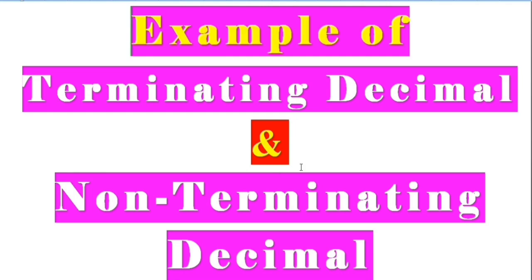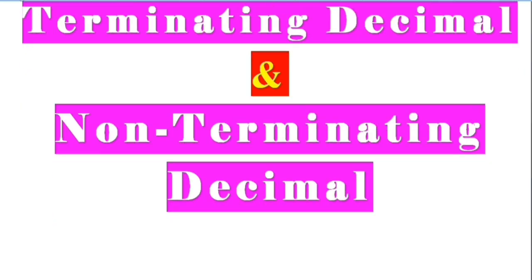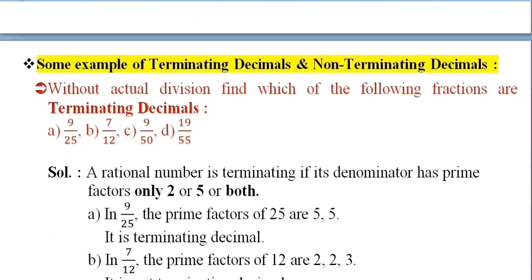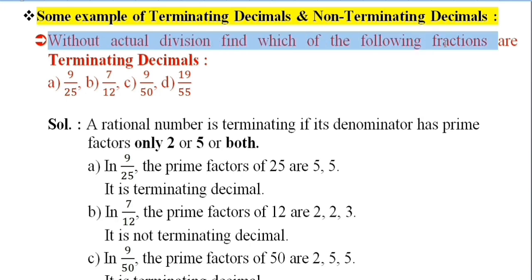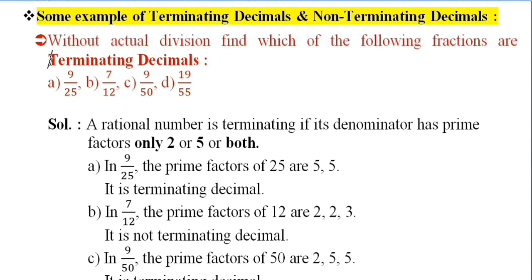Today, I am going to discuss some important basic mathematical points, for example, terminating decimals and non-terminating decimals. Without actual division, find which of the following fractions are terminating decimals. A: 9/25, B: 7/12, C: 9/50, D: 19/55.